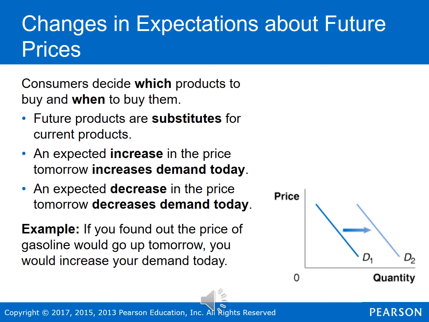So if you found out that the price of gasoline was going to go up tomorrow, your inclination would be to go out and buy today. Buy the gas while it's still at the lower price before it increases. What that's going to do is shift the demand curve for gasoline today out to the right, from D1 to D2. Likewise, if you know for sure there's going to be a decrease in the price of something tomorrow, then you're going to wait until tomorrow to buy it at that lower price, giving up having that good or service for a day.